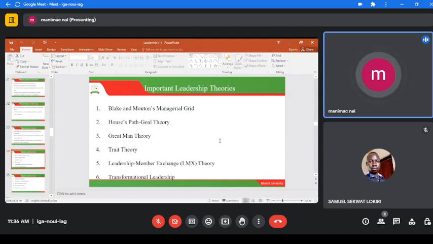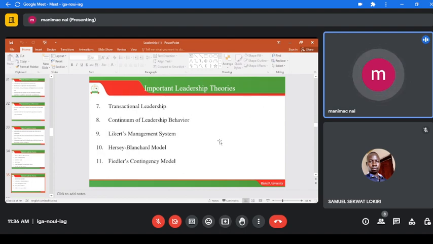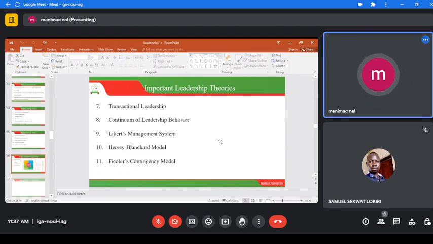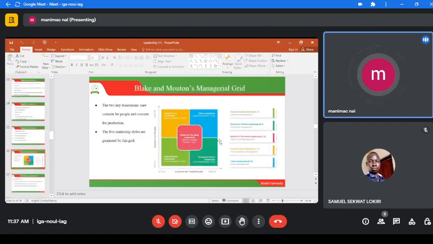All these theories play a very important part to help us know how we can manage, how we can have leadership skills in a given organization. Furthermore, we also have the transformational leadership, the continuum of leadership behavior, the Hersey-Blanchard situational model, the Fiedler contingency model, and so many other things. So in detail, what are these theories or models that we have talked about?